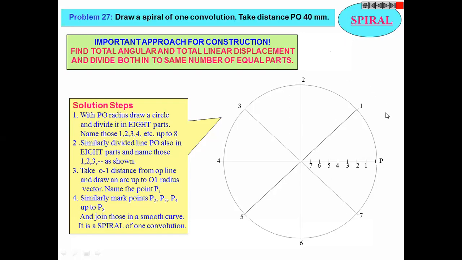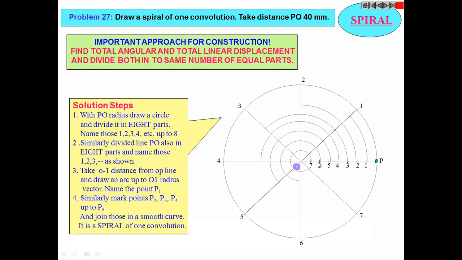Very simple thing. We'll start drawing arcs. O as center. This is O. Please consider this as O. With O1 radius, draw a curve till line number 1. Then with O2 radius, draw a curve up to 2, O3 radius up to 3, O4 radius up to 4, O5 radius up to 5, O6 up to 6, O7 up to 7, and O8 is nothing.